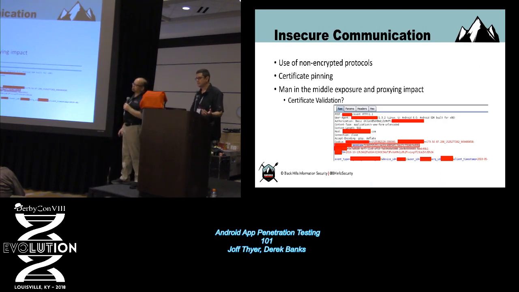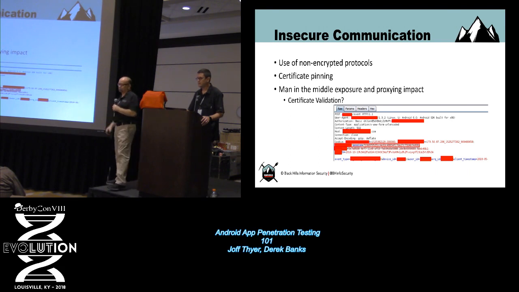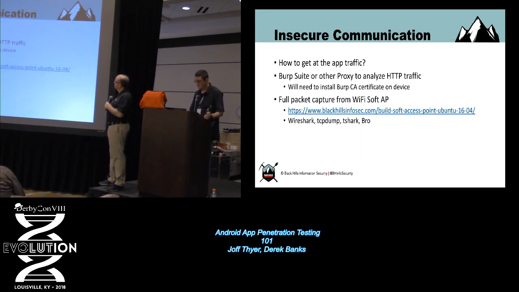So, insecure communication. Essentially, what we're talking about is whether or not the traffic is encrypted. And this is important, and this is something we'll see. We were talking about statistics earlier. Black Hills did, I'd say, 10 mobile apps last year. This year so far we've maybe done 15. It's a small percentage of overall tests, but there are some common things that we found, and insecure communication is one of those.